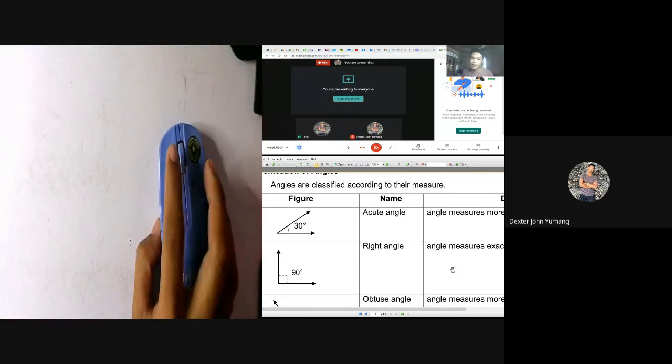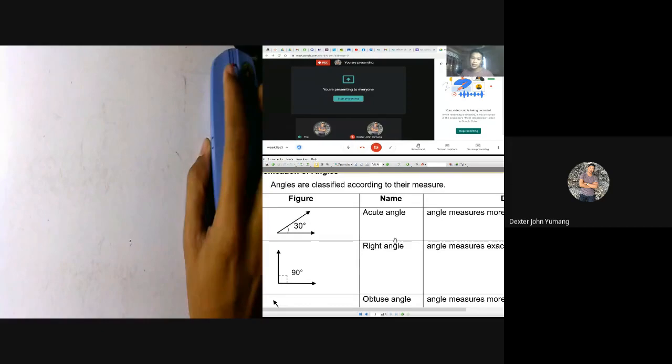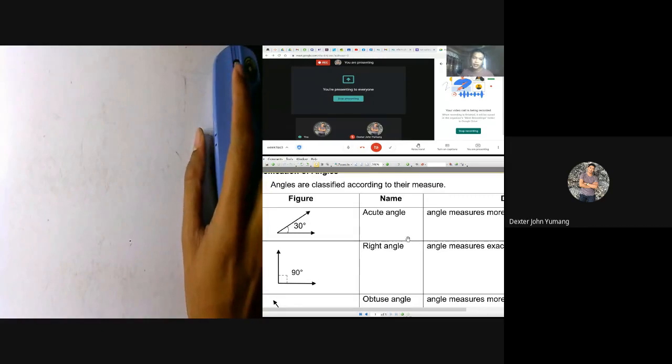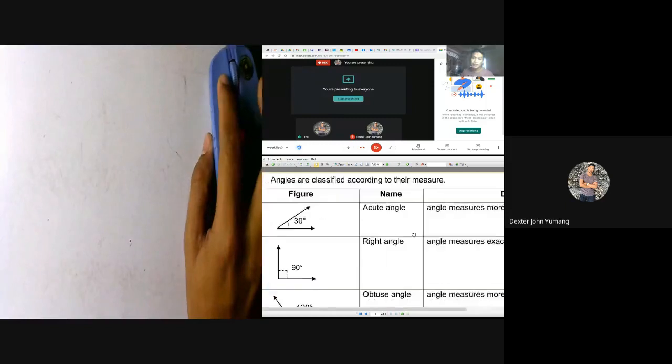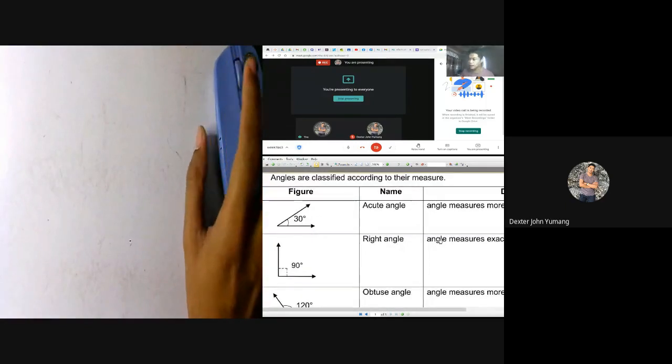For example, I would like to show the first figure of an acute angle. So this is an acute angle. When you say acute angle, it is an angle that is measuring more than 0 degrees up to 90 degrees. So that is the exact measure of an acute angle. Example of that is a 30-degree angle. Another example is a 45-degree angle, 65-degree angle, 70-degree angle.